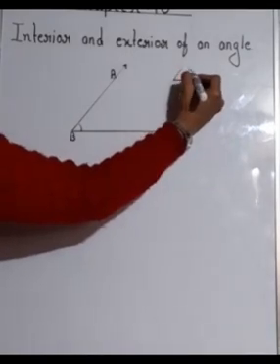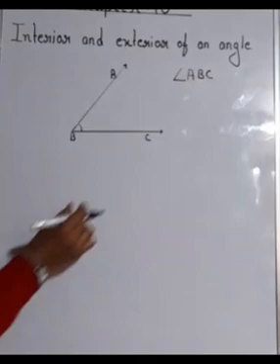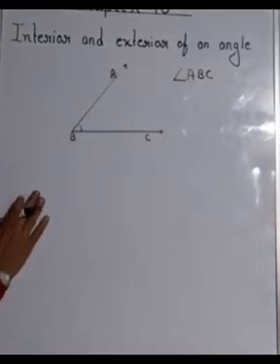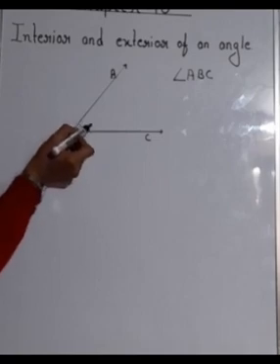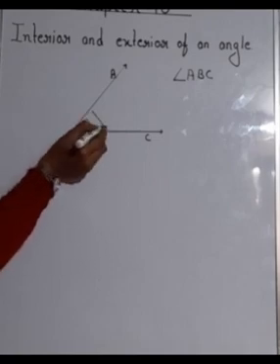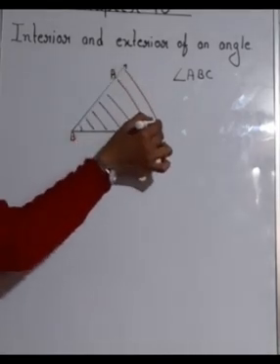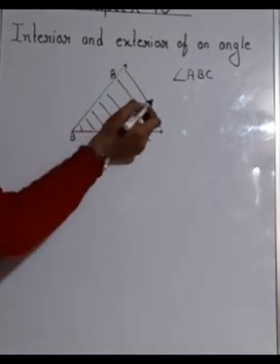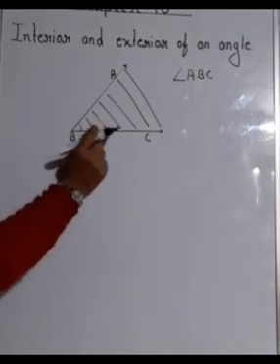The only thing you have to keep in mind is that your vertex should be in the middle. Okay, so your angle ABC. Clear? Now what is interior? Interior means this portion, the portion which lies inside the angle. This much portion is covered by your angle. So this is known as the interior of angle ABC.